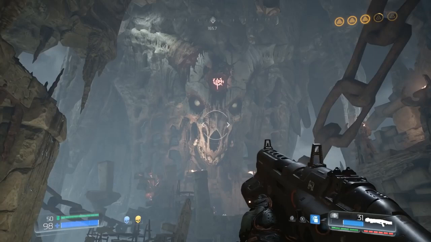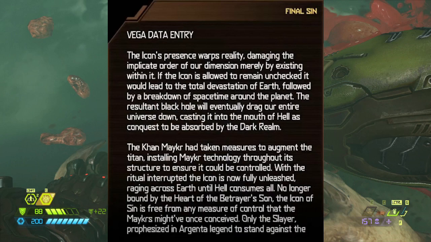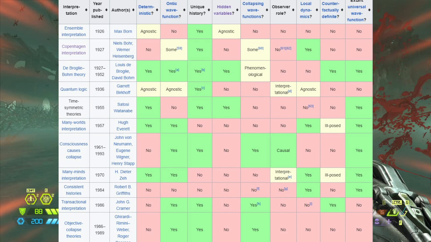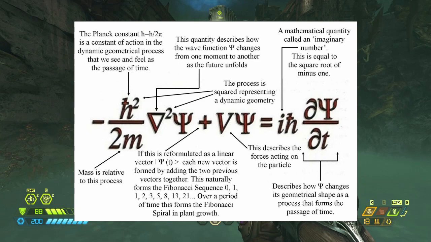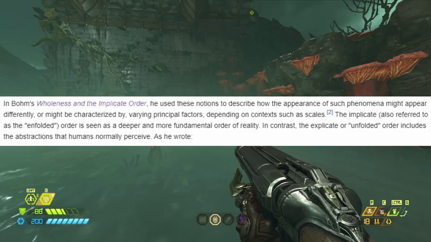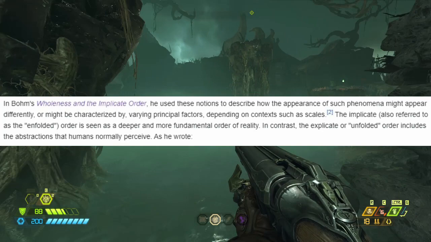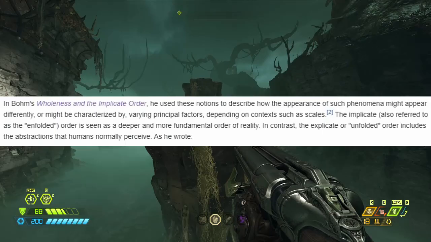In the Icon of Sin Codex entry, the universe was stated to follow Bohm's implicate and explicate order, the Icon damaging the implicate order of the universe with its existence. The implicate and explicate order is a well-known interpretation of Schrödinger's equation and the nature of quantum mechanics. The implicate, also referred to as the enfolded order, is seen as a deeper and more fundamental order of reality. In contrast, the explicate or unfolded order includes the abstractions that humans normally perceive.